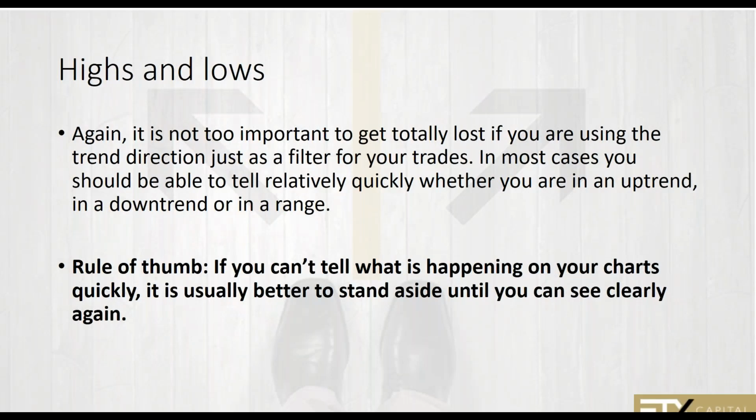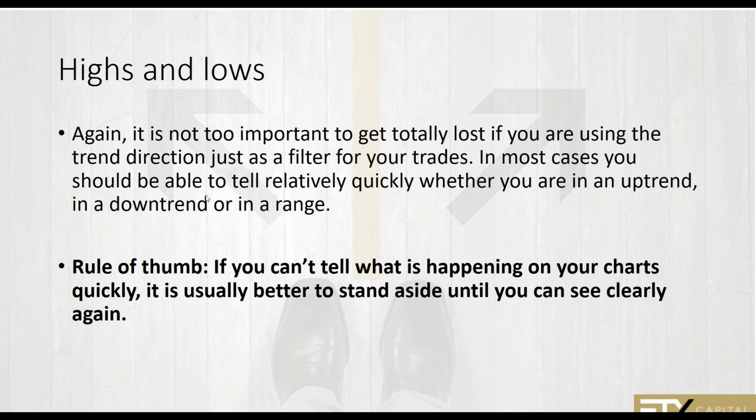Again, it is not too important to get totally lost if you're using the trend direction just as a filter for your trades. In most cases, you should be able to tell relatively quickly whether you're in an uptrend, a downtrend, or a range trade. Rule of thumb: if you can't tell what is happening on your charts quickly, it's usually better to stand aside until you can see clearly. There are lots of times, and it could be for a long period of time, where an asset is just chopping. It's not in an uptrend, it's not in a downtrend, it's hardly even sideways, it's just all over the place.